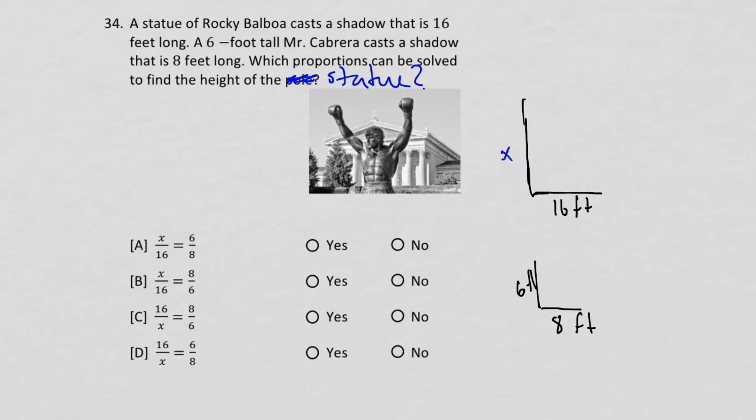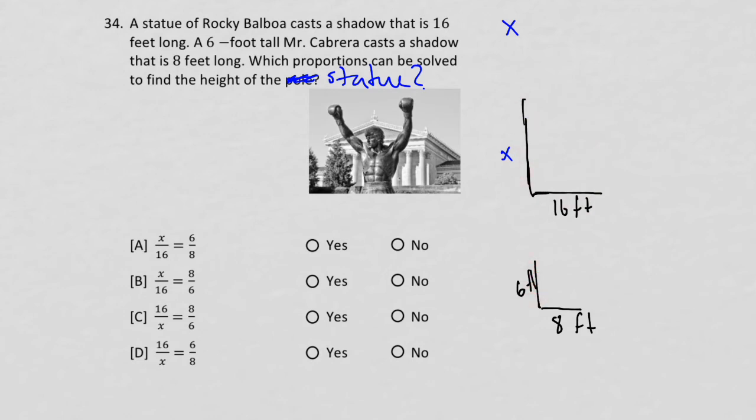So we're going to set up some proportions. Starting with x, remember what I keep saying about these. You got to figure out what number to put under x that makes sense. Okay, so in this case, what makes sense to put under x is 16 and also 6. Those are the only ones that work with x, right? 16 because they're both about the statue, 6 because they're both heights, right?